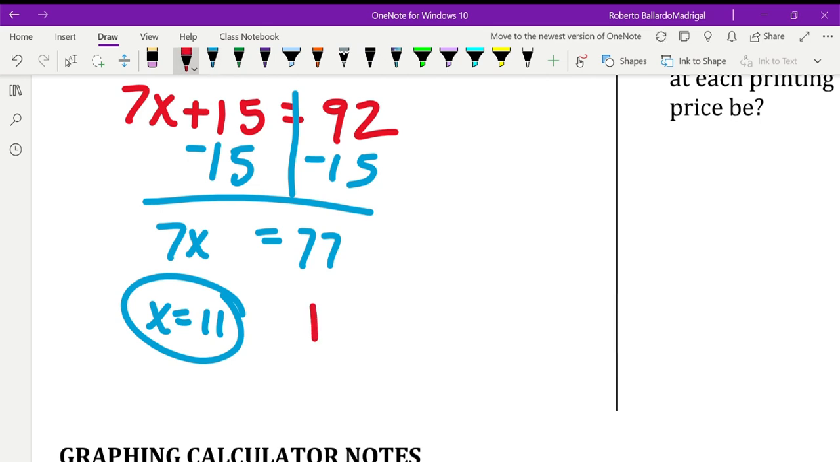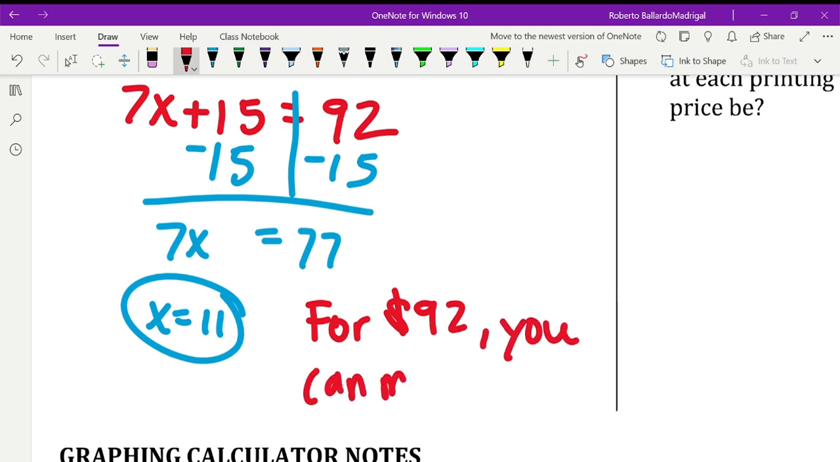So we're saying for $92, you can make 11 shirts. For 92 bucks, you can make 11 shirts, with the company, in this case, company A, Shirt Nerdery.